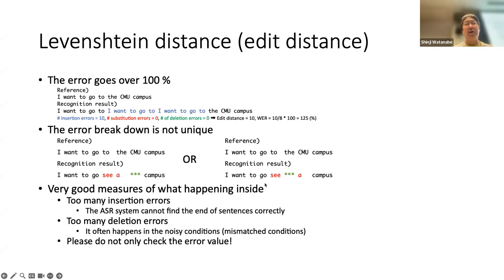It can be substitution, deletion, or substitution, deletion, substitution, either also happens. But in both cases, the error count is 3. So we actually cannot identify it. Although there are some rules to fix the order, basically we cannot fully identify which part is the substitution, the deletion, and so on.